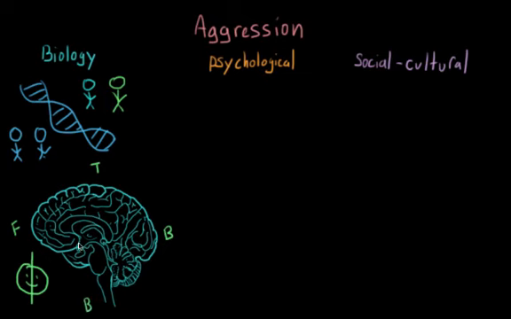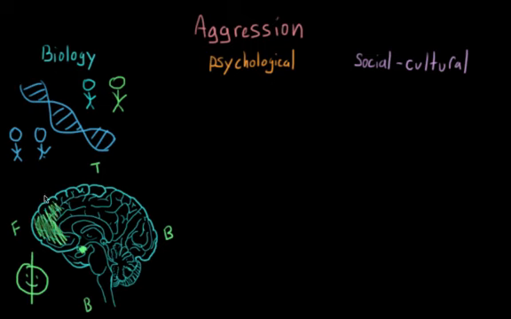And the first brain area I want to talk about is the amygdala. And this small brain structure is actually really important because it helps facilitate our fear response. And when stimulated, it tends to trigger aggressive behavior. Another area of the brain that seems to facilitate aggression is the frontal lobe, which would be located here.